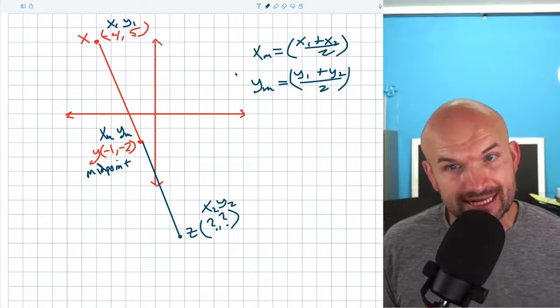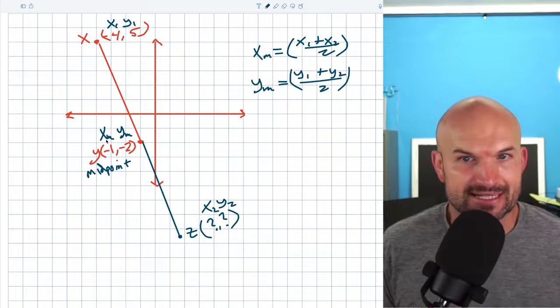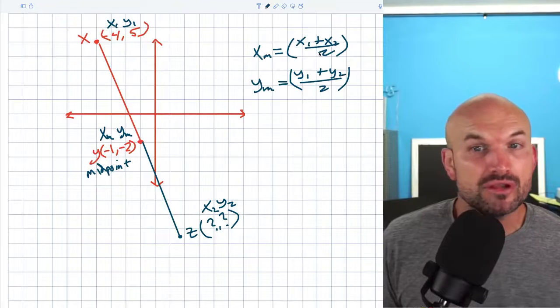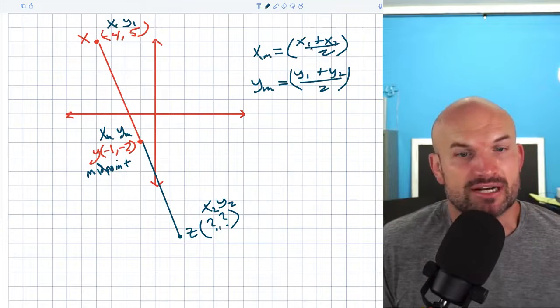So the important thing now, looking at this formula, is that we know what x1 is, we know what xm is, we know what 2 is, right? 2 is a number, but we don't know what x2 is. So what we're going to do is simply plug these values into this equation and then solve for x2.